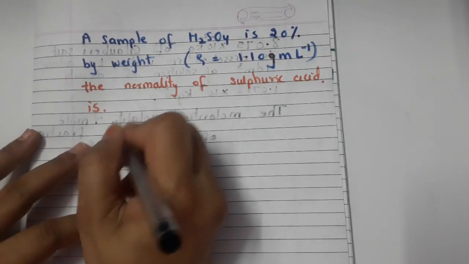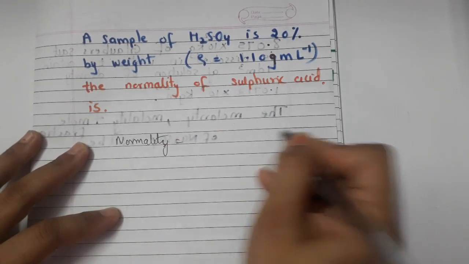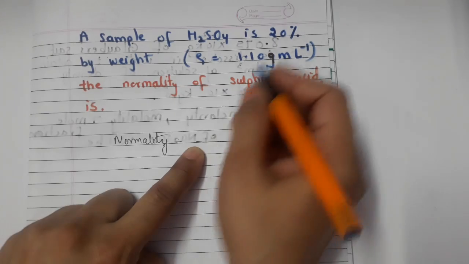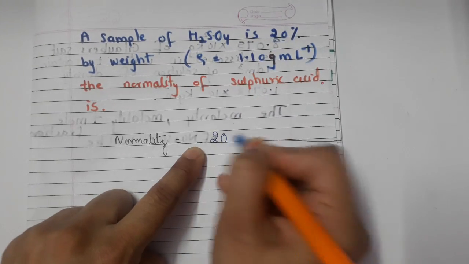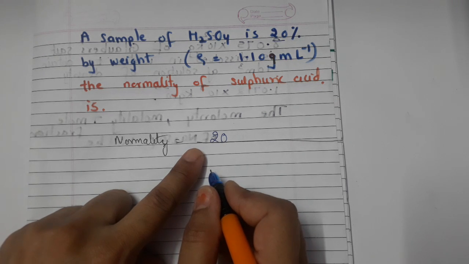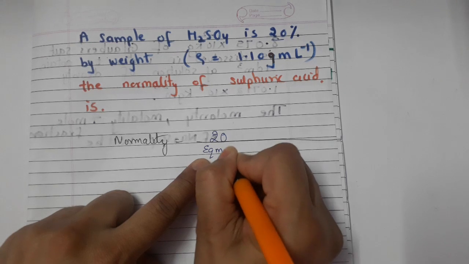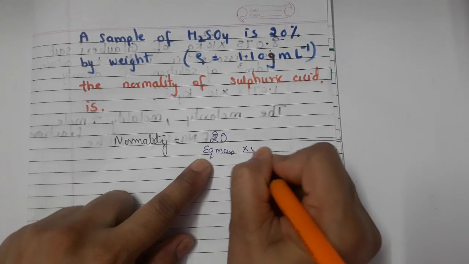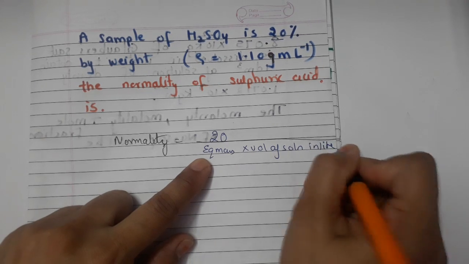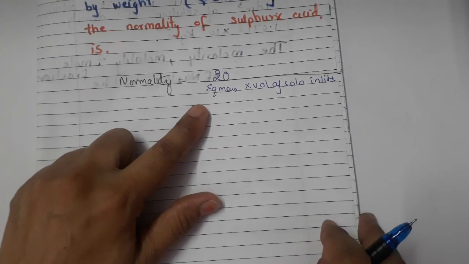Okay, so this numerical is based on the concept of normality. For normality, what should we know? We should know the mass of solute. Mass of solute is given, it is 20, and for H2SO4, its molar mass, I will write here, it is equivalent mass actually, into volume of solution in liters. Now how do I solve this?